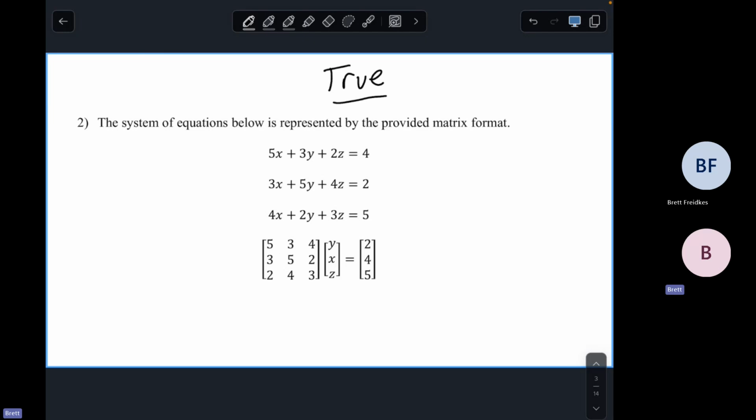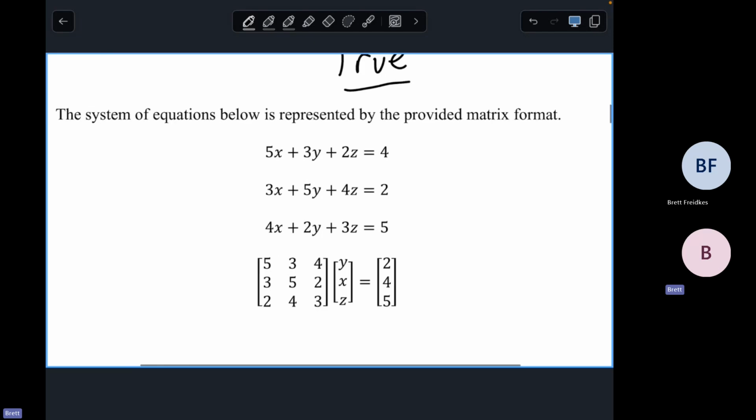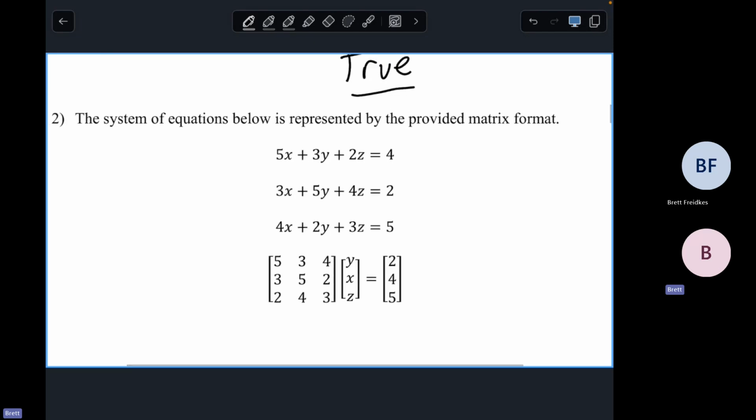The system of equations below is represented by the provided matrix format. I want you to go ahead and tell me, well, that's the statement. The system of equations below is represented by the format. True or false? It tricked you. Don't rush. What's different about this compared to why you think it'd be false? The order of this column.